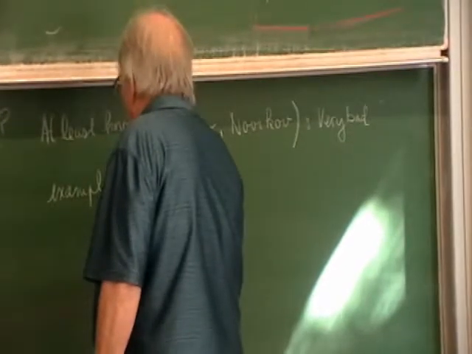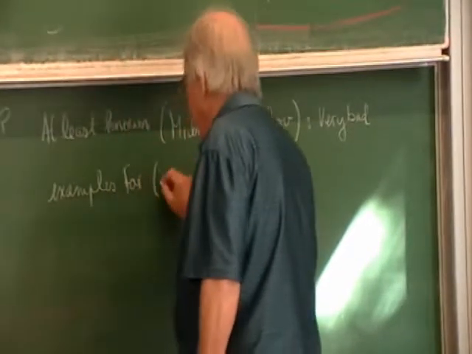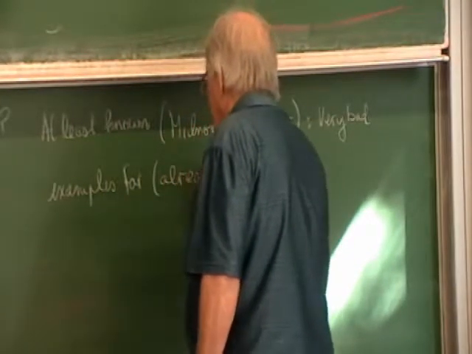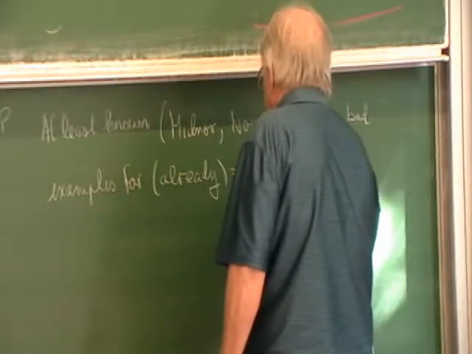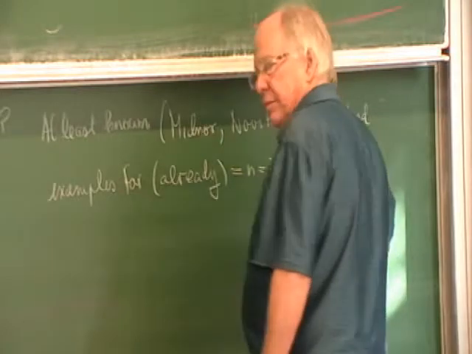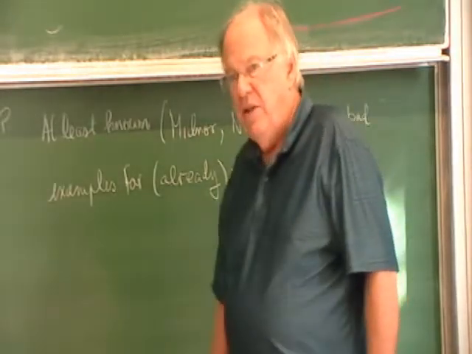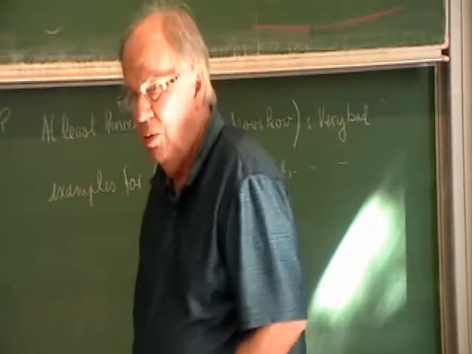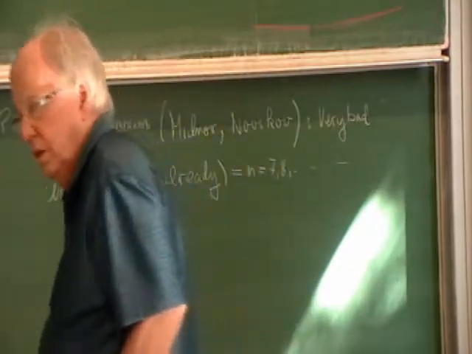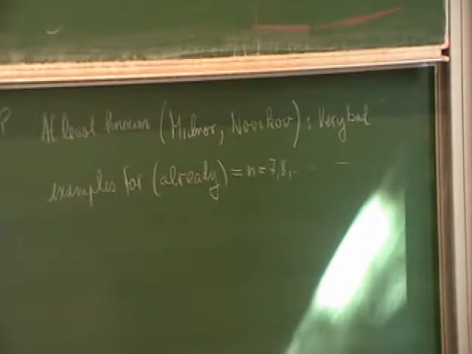For I think already n equals 7 and 8. So bad things start happening in dimension 7. There's some reason for that. Some physicists will probably know about dimension 7. Bad things start happening in dimension 7.